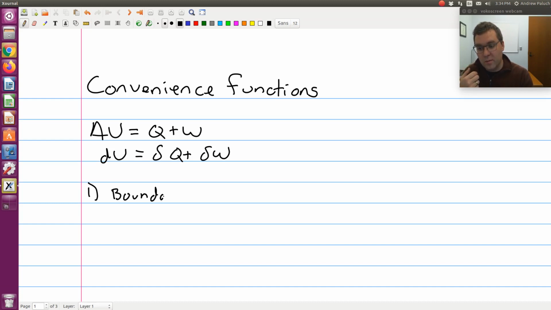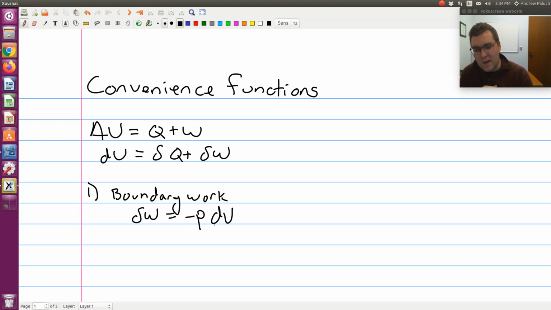So boundary work. If I picture my system as, say, a piston cylinder, it's going to be the work from my volume expanding. So if this is like a piston cylinder in an engine, it's the work done by my system on the surroundings as it expands, and then the work done on my system by the surroundings as it compresses. And so my reversible boundary work, δW, will be equal to negative P dV.